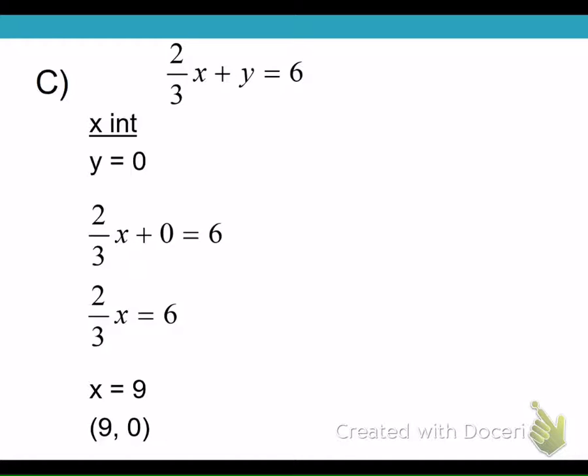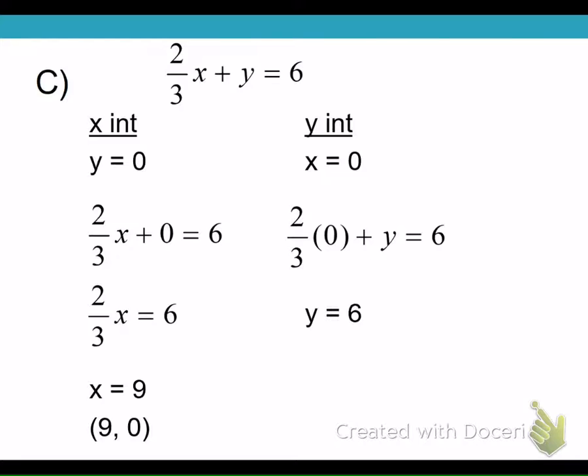That's weird. Now the next one's going to be easy because when you plug a 0 in, the term with the fraction is going to disappear. Leaving you with what? Y equals 6. It's already solved for you. So 0, 6 is my ordered pair for my y-intercept.